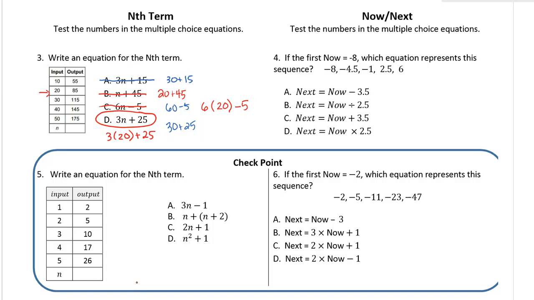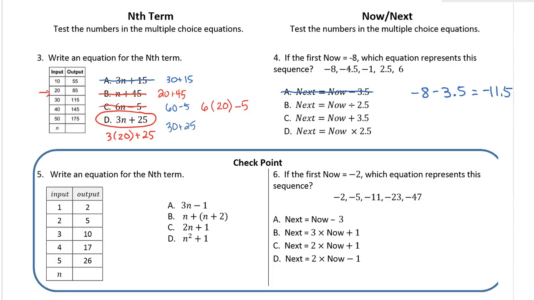Okay, now number 4, let's talk about NowNext. We're going to use that same kind of method of trial and error. Okay, so it says if the first now is -8, which equation represents this sequence? Okay, so let's plug in -8. If we plug in -8 and we subtract 3.5, we actually become more negative. So that is not going to work. -8 minus 3.5 is -11.5, but we want -4.5.